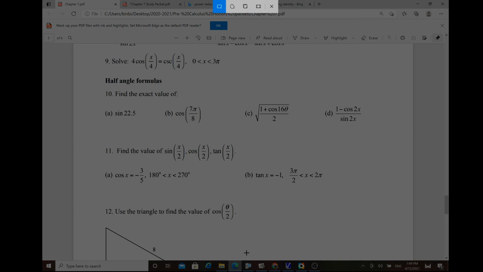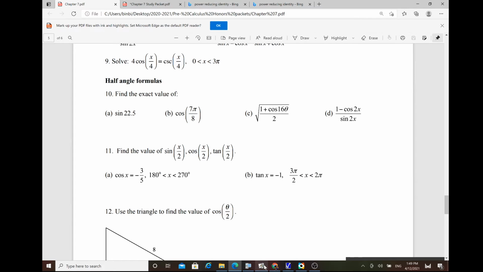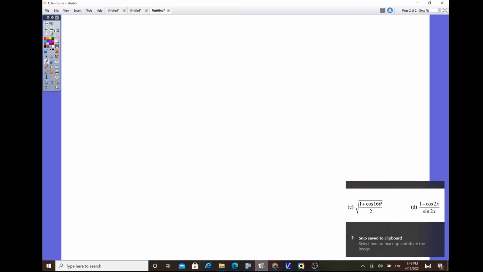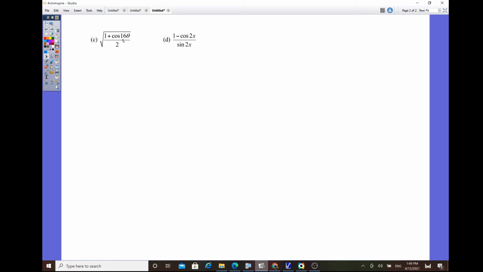Let me take this one to a new page. Okay, now for C and D. It's a positive square root of (1 plus cosine of 16 theta) over 2. In other words, if you try to condense it, it's the half angle of cosine. So it's cosine of 16 theta over 2. This is the same as cosine of 8 theta.